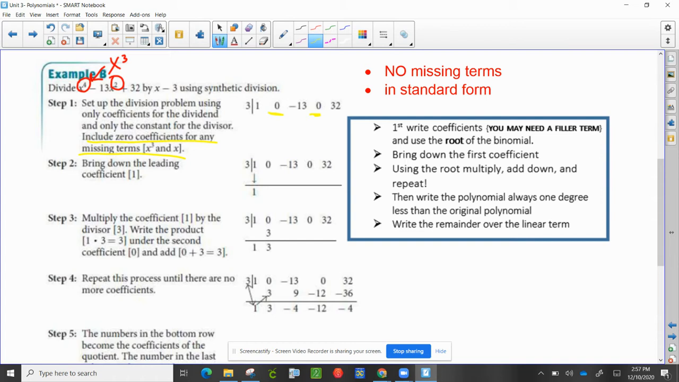But here are the steps for synthetic division. We always bring down the first term, and then we start doing some math magic. We multiply the coefficient by the divisor. So 3 times 1 is 3. Then we add vertically. So 0 plus 3 is 3. Then we continue that process. The next thing would be 3 times 3, that's 9. Then we add down, so negative 4. Again, we keep doing this until we're out of numbers, like they show in this example here.